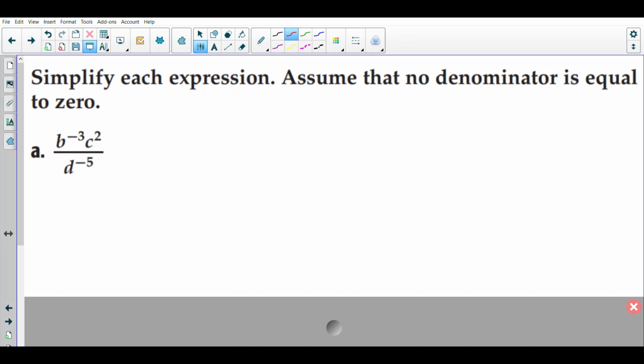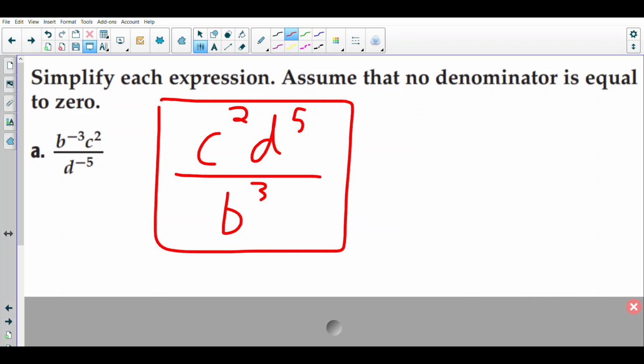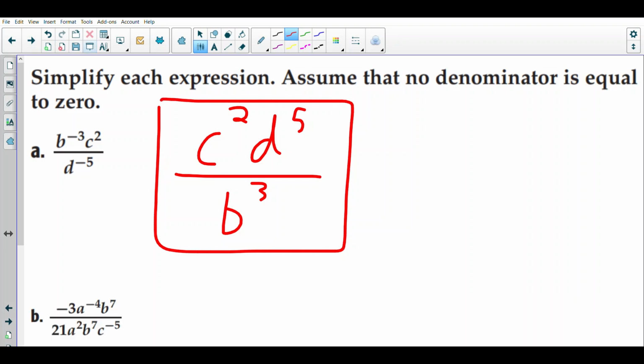and the d to the negative 5, that negative will bring d to the top. So we end up with c squared d to the fifth over b to the positive third. So when it moves it, that negative goes away. And there's nothing else we can combine, so we're done. Okay, let's look at another one.